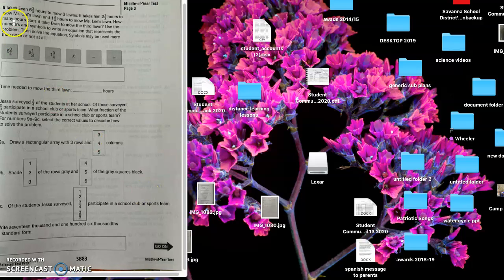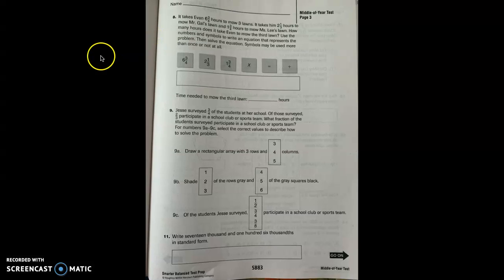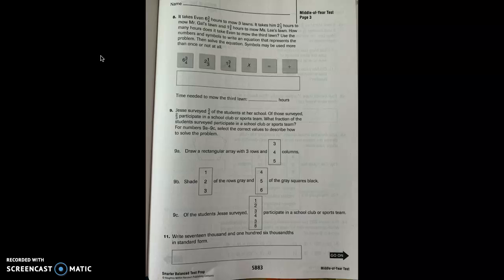Good morning, second period. Today we're taking a look at pages 83 and 84 in your workbook. So get your workbook, a piece of paper, and a pencil. Make sure you take notes as I go through each problem. Okay, we're on question number 8.